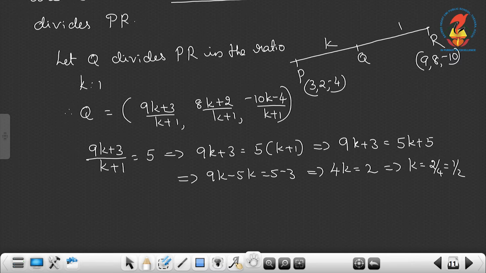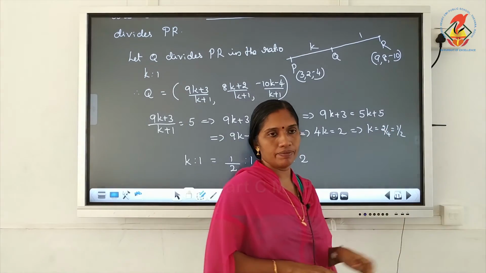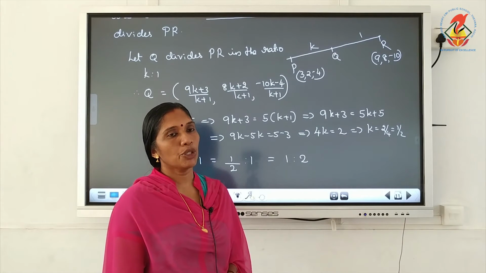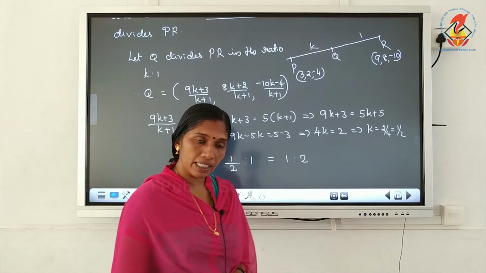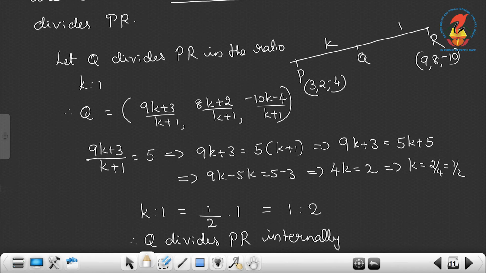So, what is k? 2 by 4, that is 1 by 2. So, k is to 1? The question is find the ratio. K is to 1 is equal to 1 by 2 is to 1, that we write as 1 is to 2. So, here k value is positive. So, from that we can say that Q divides PR internally in the ratio 1 is to 2.